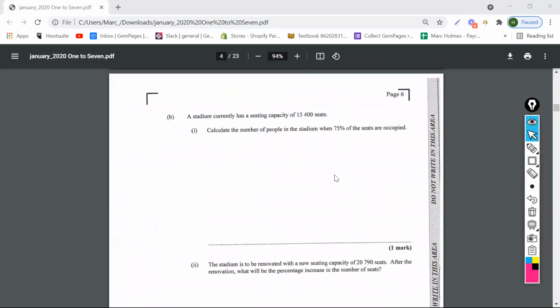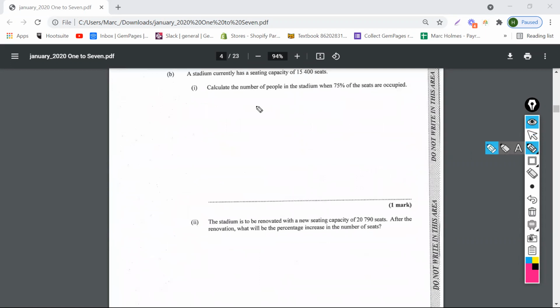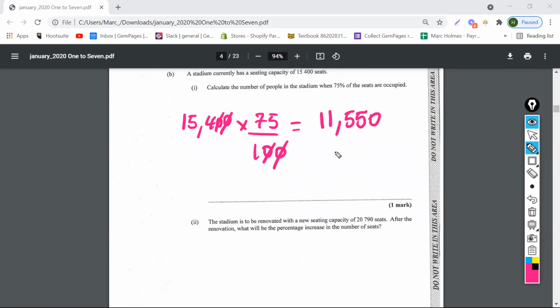So this one now, this is a really easy question. It says a stadium has a seating capacity of 15,400 seats, right? And it says calculate the number of people in the stadium when 75% of the seats are occupied. Cool. So they're just asking you to find 75% capacity for the stadium. So you just have to multiply this by 75 over 100. Very easy. These two zeros will cancel these two. And 154 times 75 is 11,550. So this should be your answer.